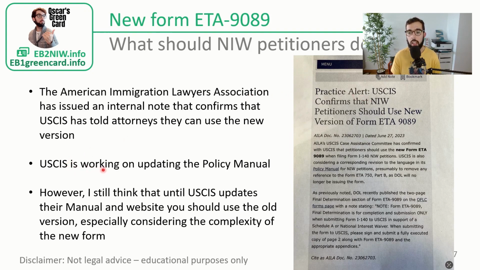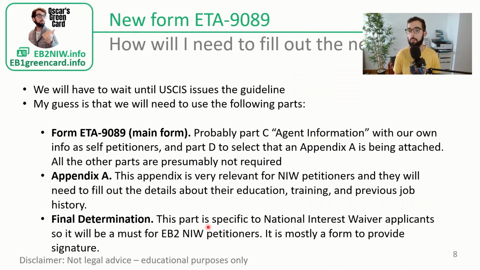USCIS has also said that they are working on updating the policy manual. That's important because without that update, they will probably not update the website. So I still think that until USCIS updates their manual and the website, you should use the old version of this form, especially considering the complexity of the new form and the changes that have happened. And I'm going to tell you in the next slide what those changes are in more detail.